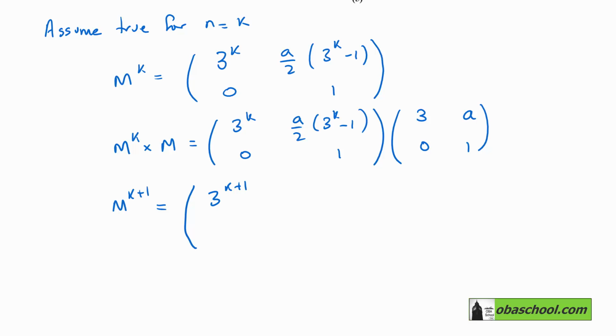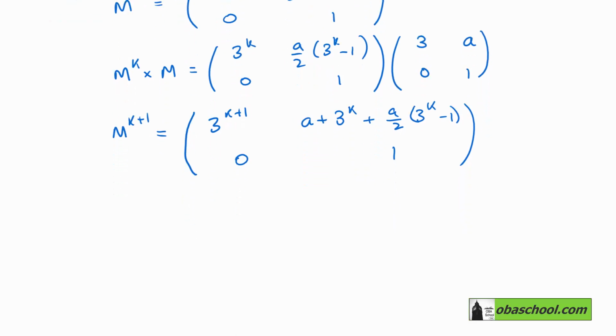Then for the top times the right, giving us the top right, we get A times 3 to the k, plus A over 2, 3 to the k take 1, and then the 0, 1 times the 3, 0 gives us 0, and the 0, 1 times A, 1 gives us 1. So we need to do some work in the top there.